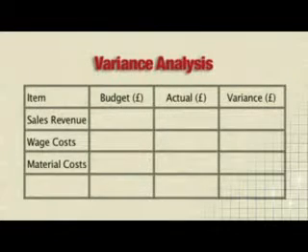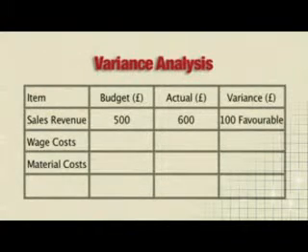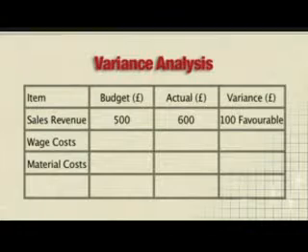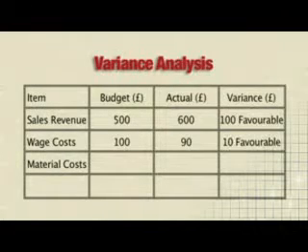Okay, so as you can see, the first one is sales revenue. The budgeted figure was £500 and the actual figure was £600. Now, this gives a variance of £100 favourable because the company gained more revenue than they expected to. Wage costs next. You can see that planned costs were £100, but the actual wage costs were only £90. That gives a variance of £10 favourable because their costs were lower than they expected them to be.